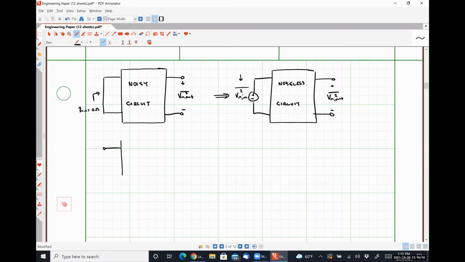Now, what if we had a circuit where we look in and Rn is infinite, the extreme opposite case, right? So we have an infinite input impedance that we have to worry about for our noisy circuit. We should still be able to figure out what our output noise is.